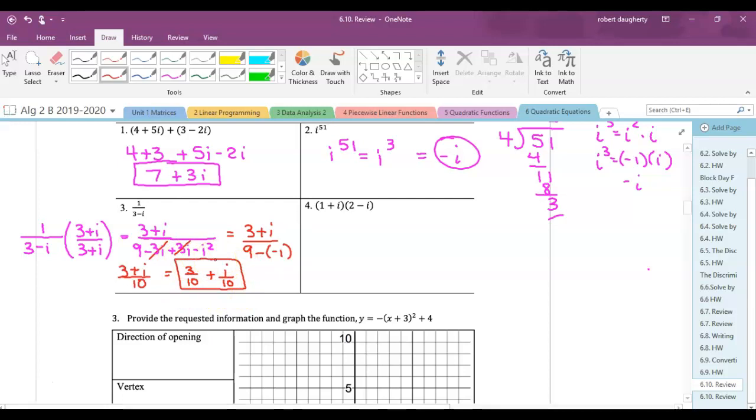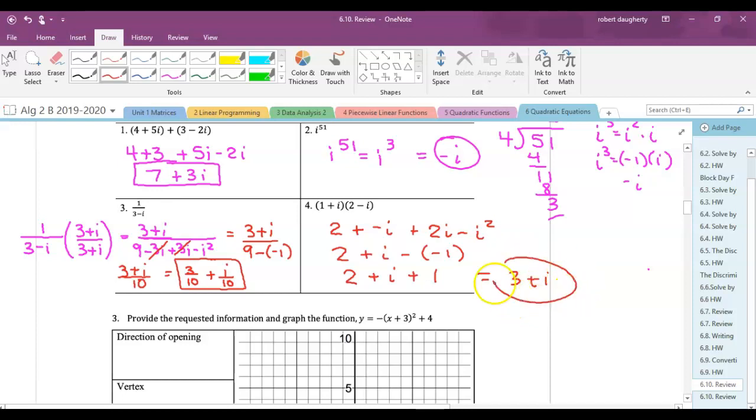Multiplying two complex numbers. It's just like doing binomials. You multiply the first two terms together and you get 2. Multiply the outside terms together, you get minus i. Inside terms plus 2i. The last terms minus i squared. So this gives me 2 plus i minus negative 1. So this is 2 plus i plus 1. This answer is 3 plus i.